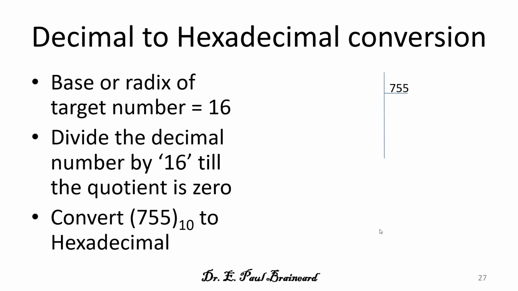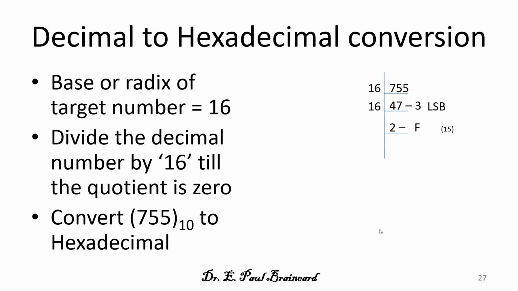Dividing with 16, quotient 47, remainder 3. Divide one more time, quotient 2, remainder is 15 here. Now you have to write this in equivalent hexadecimal format. You should not write remainder as 15. The remainder has to be appropriately converted.